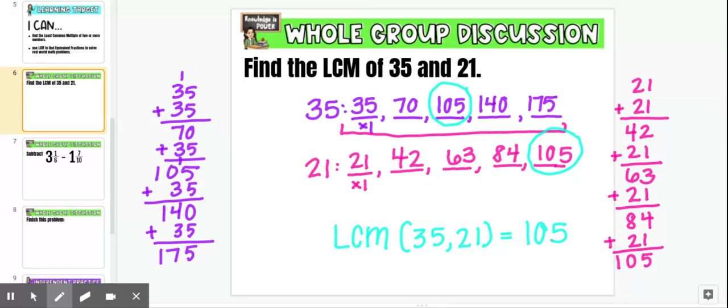Okay, so that's how you would find the least common multiple. And it's nice to see these bigger numbers, to see that it doesn't have to be super scary, even though the numbers are pretty big.